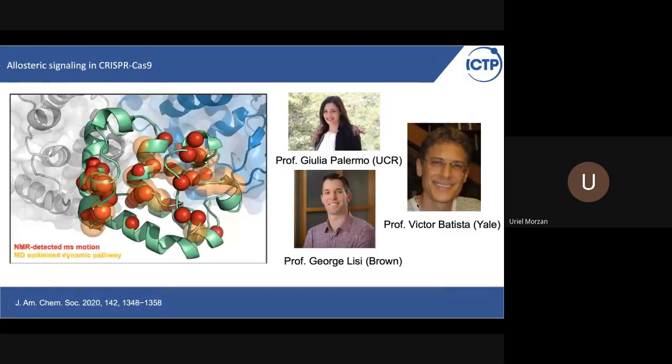This we did in collaboration with Julia Palermo, with Victor Batista, and with an experimental group from Brown, from George Lisi. And we found a pathway that communicates these two sites that also, very interestingly, correlates very well with the experimental pathway determined with NMR. These are the solid balls, and the transparent balls are the computational pathway.